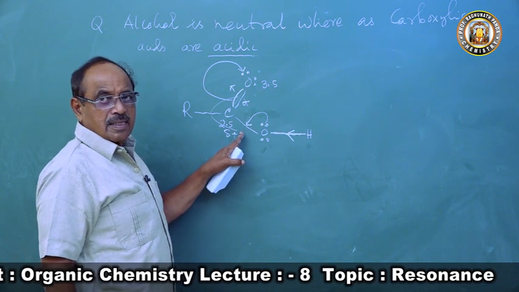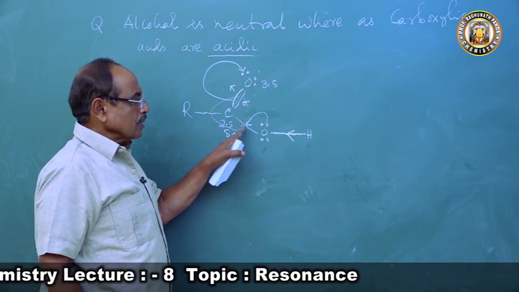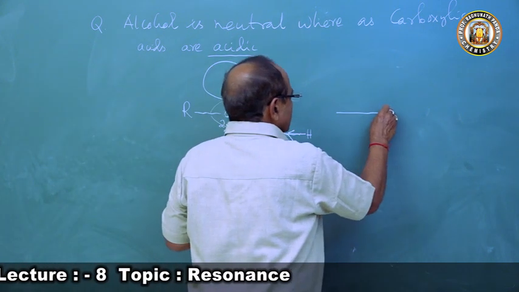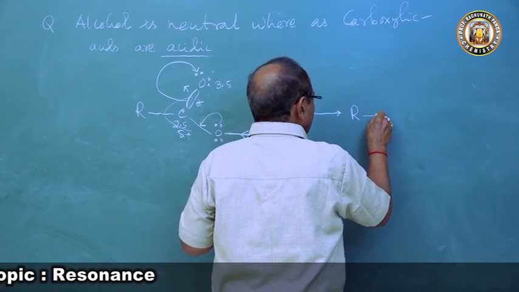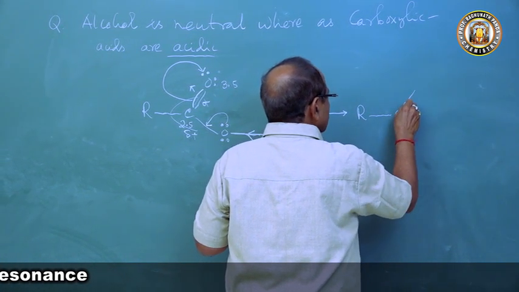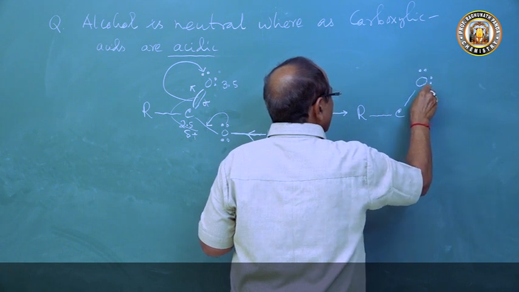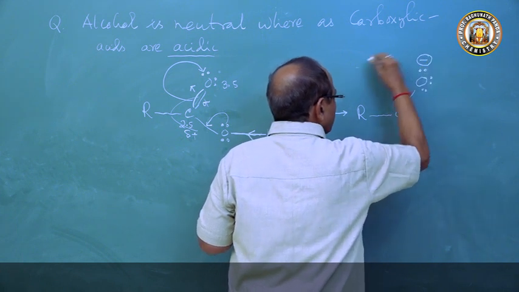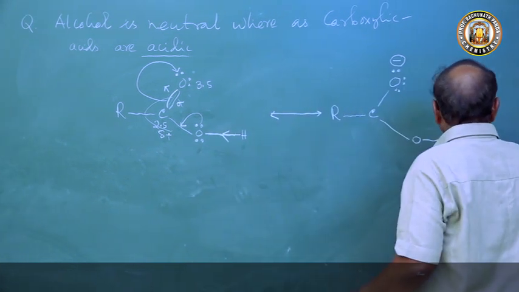Do you understand this? One of the lone pairs of electrons will move to this place. So then what will happen? The delocalization of the lone pair of electrons takes place. Hence the carboxylic acid exhibits resonance. So now, the two lone pairs were there. One pair of electrons came here, and here is the oxygen and here is hydrogen.